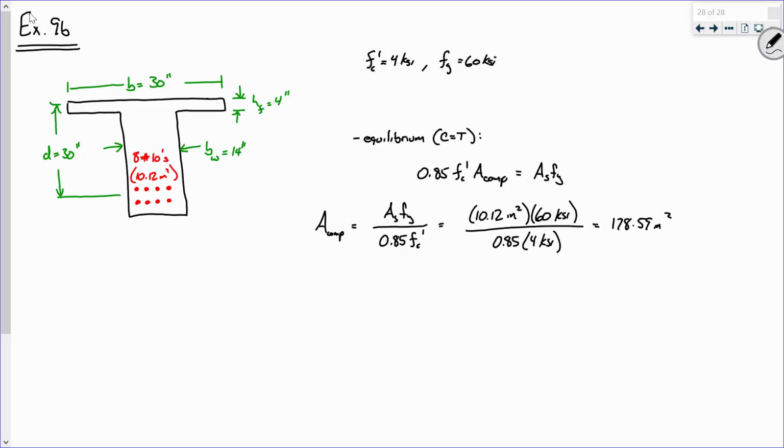Now, how much area is our flange providing? 120, because the area of the flange is BHF, which is 120 square inches. Sound good?